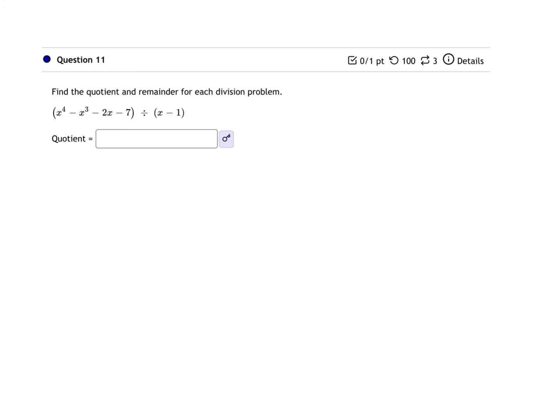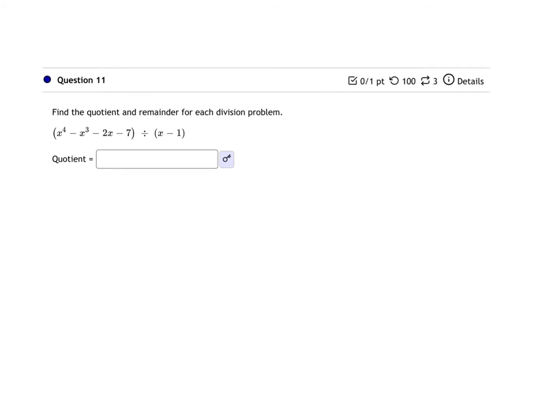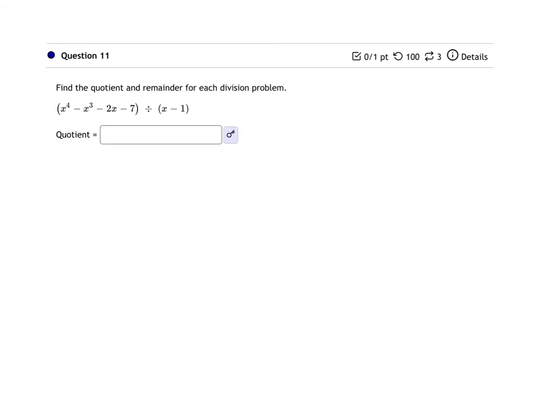Hello everyone, Mr. Geiselart here, and we're going to take a look at question number 11, which is dividing polynomials with remainders. So we're going to start off by just using our synthetic division. Remember, when we're using synthetic division, the first thing we want to do is set it up. Since this is a degree 4 polynomial, I'm going to start with x to the fourth, x to the third, x squared, x, and then the constant.